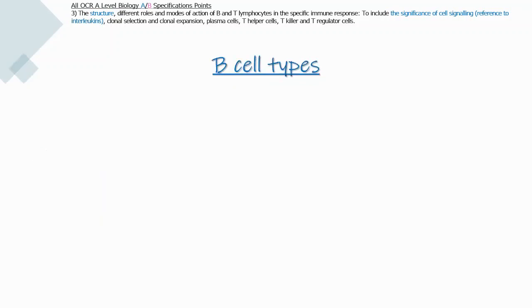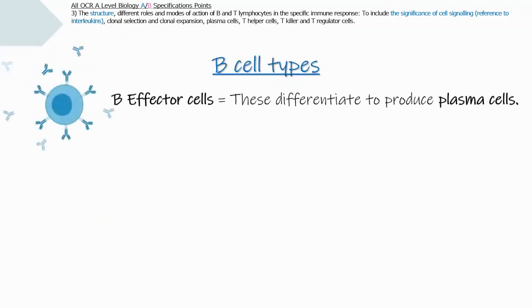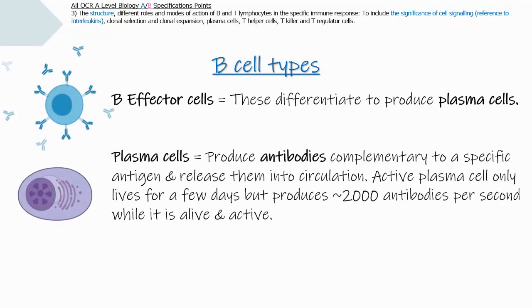We then have B cell types. So B effector cells are important in differentiating to produce plasma cells. So we know plasma cells are the cells that produce antibodies which are complementary to a specific antigen, and the plasma cells release these antibodies into circulation in the immune system. And active plasma cells only live for a few days, but they produce more than 2,000 antibodies per second while they are alive and active.